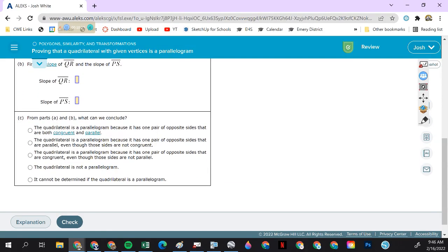What do we conclude? The first one. The quadrilateral is a parallelogram because it has one pair of opposite sides that are both congruent and parallel.